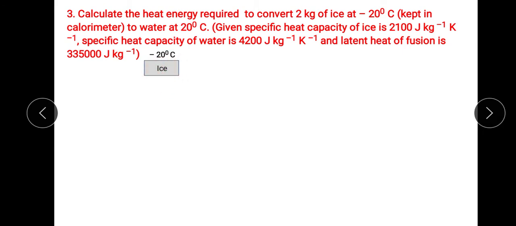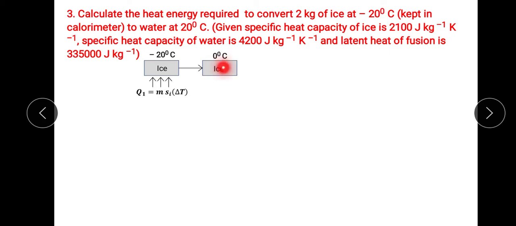Initially, the ice is at minus 20 degrees Celsius, and by absorbing this much of energy, ice is converting into 0 degrees Celsius ice. So minus 20 degrees Celsius of ice is converted into 0 degrees Celsius of ice by absorbing this much of heat energy, because we need to convert from minus 20 to plus 20 degrees Celsius water. So in this process, first we need to convert minus 20 degrees Celsius of ice into 0 degrees Celsius of ice. So this is the heat energy absorbed.